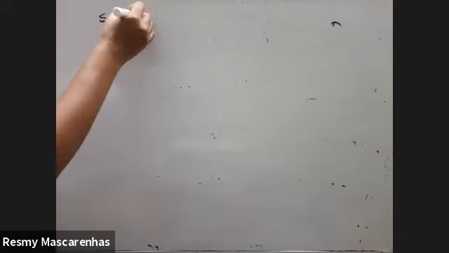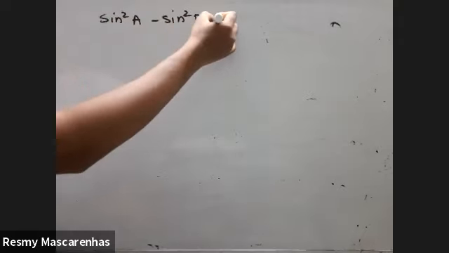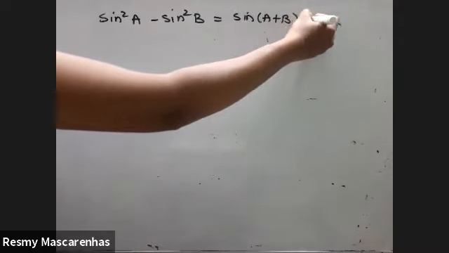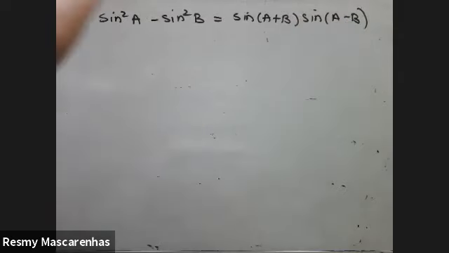One more formula is sine square A minus sine square B. That is sine of A plus B into sine of A minus B. Based on this, they'll give you one question.